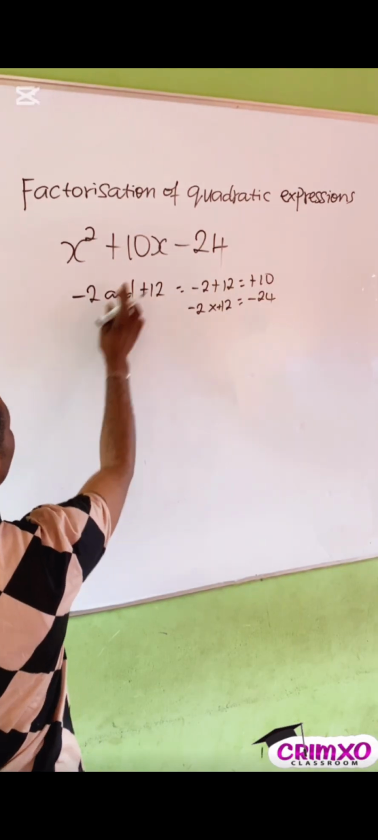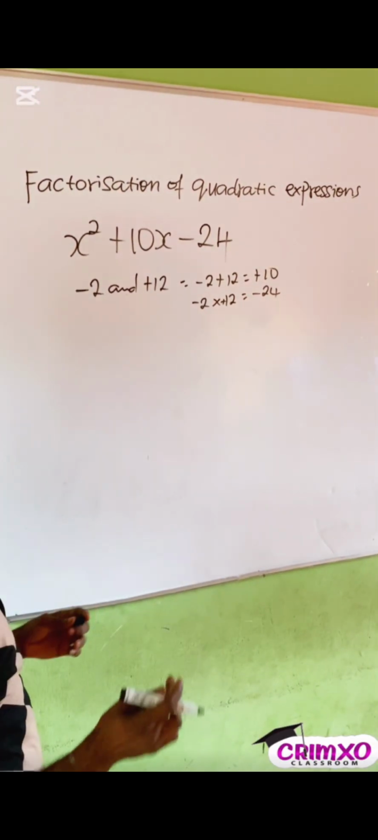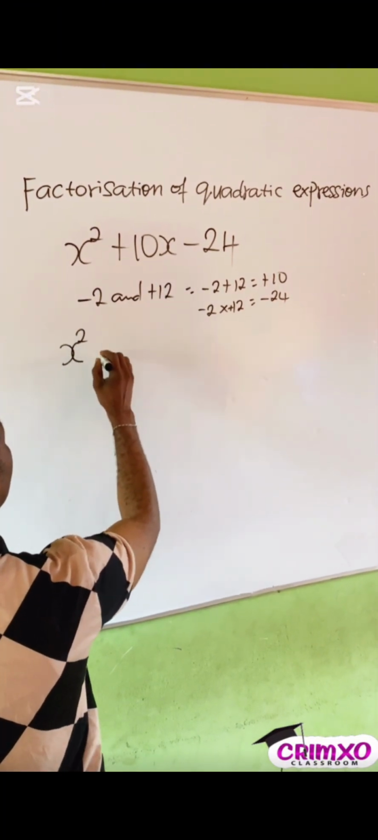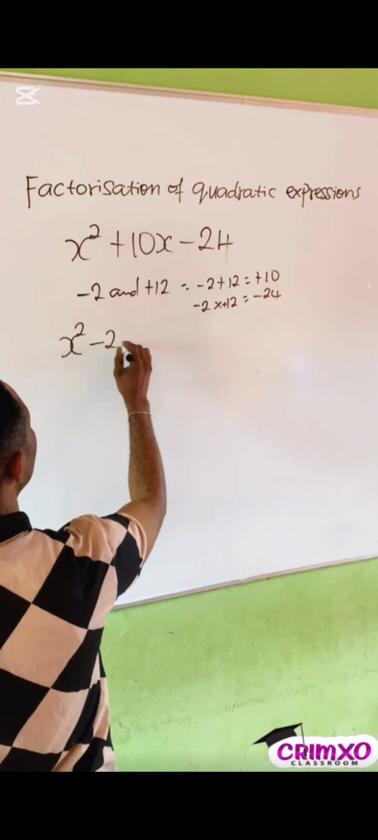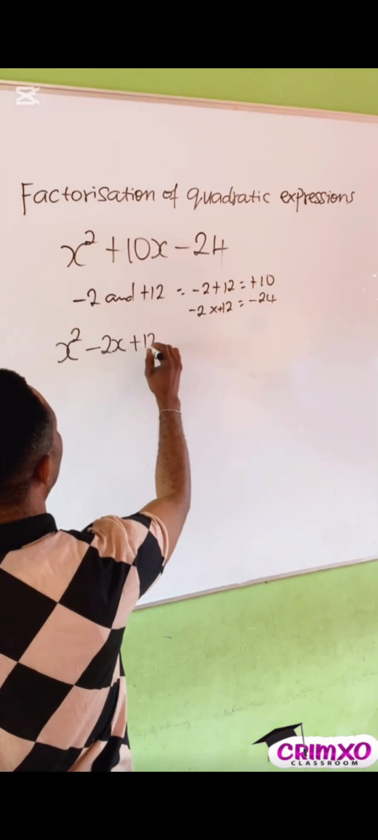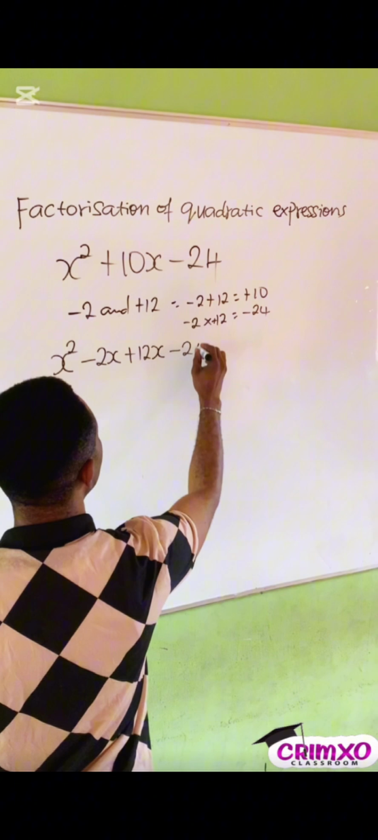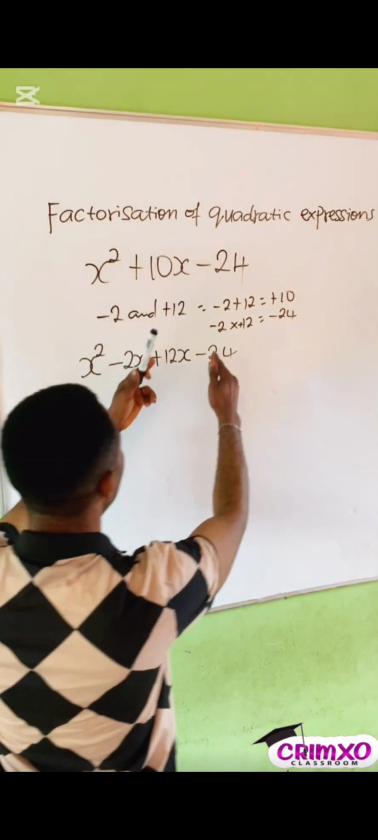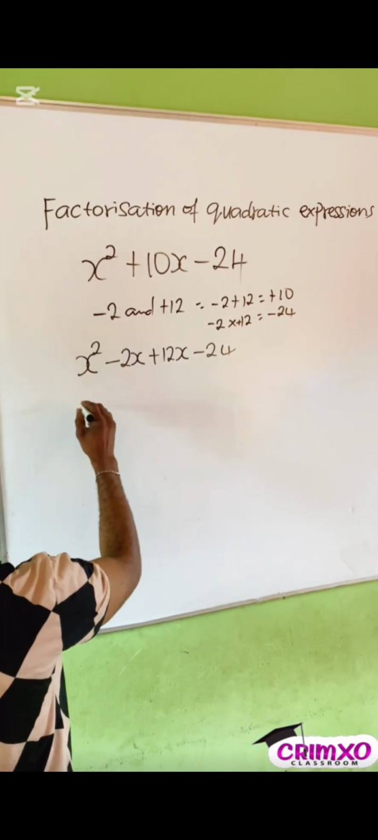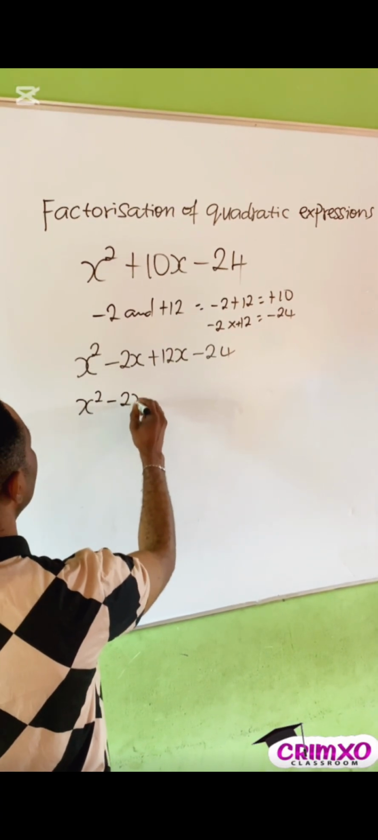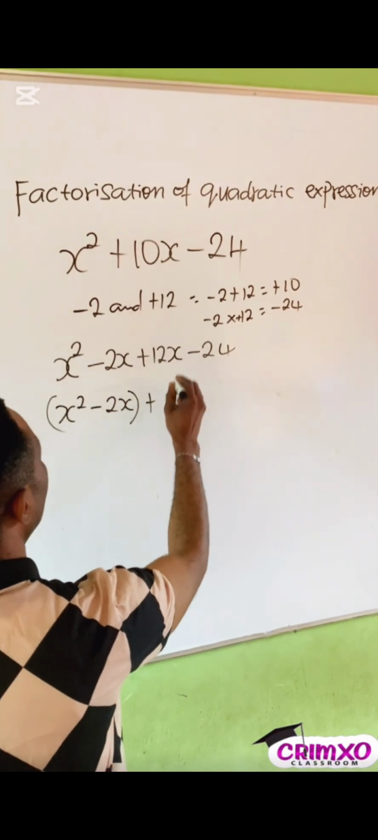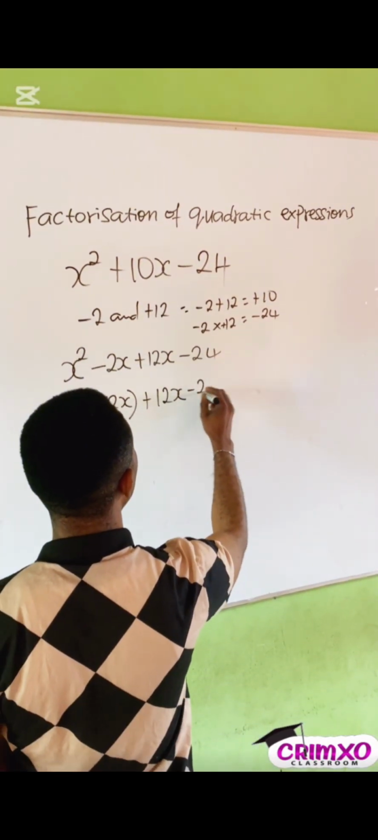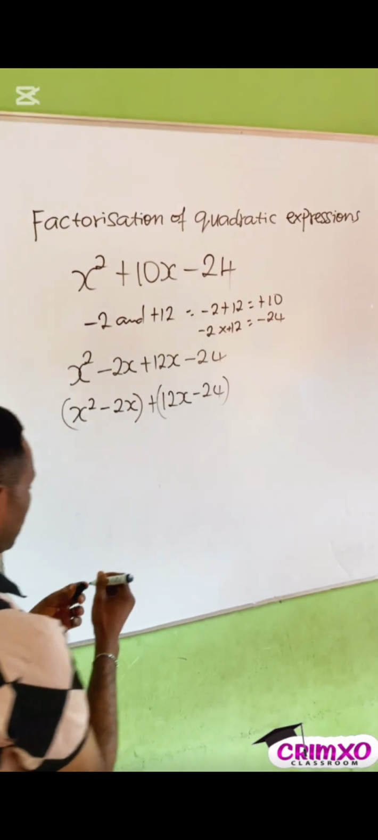We remove this 10 here, replace it with minus 2 and plus 12. So what is it? Well, we have a new expression now, that is x squared minus 2x plus 12x minus 24. So the next thing now, we'll group them, group here and group here. So we now have x squared minus 2x in a bracket plus 12x minus 24. We group them.